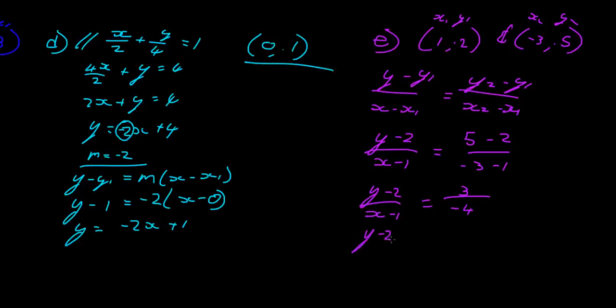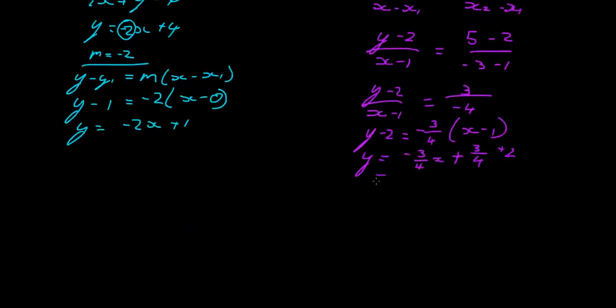So y minus 2 equals negative 3 over 4 into x minus 1. Okay, and multiply out and simplify. So y equals minus 3 over 4 x plus 3 over 4 plus 2, because I took the 2 across.